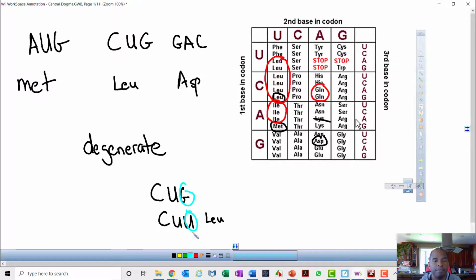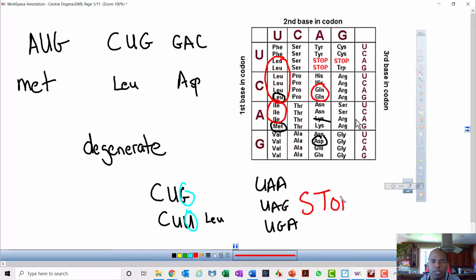So that's okay. I also want you to notice that there are 3 very special sequences. They are UAA, UAG, and UGA. And so all 3 of these represent a stop. And we'll explore what that means in just a moment. Okay? So if you come across these 3, everything stops. This is the genetic code, and this is how you read the genetic code.